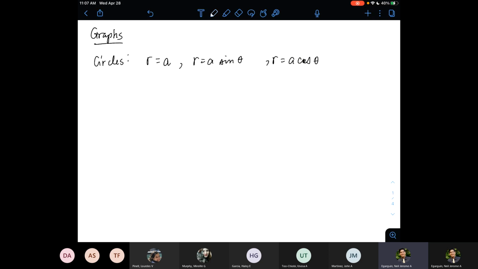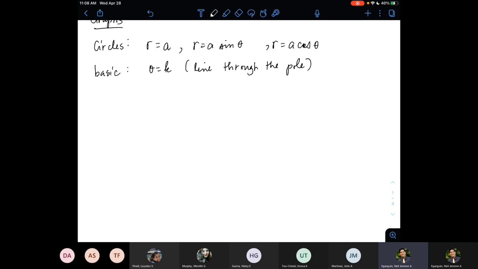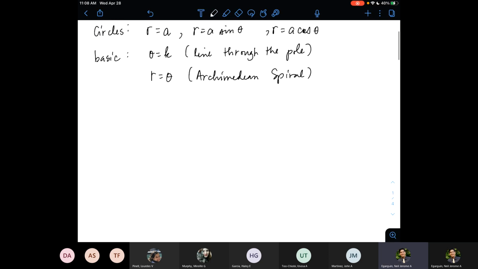Right. Now, some other basic graphs. We also have theta equals k, which is not necessarily diagonal, but it is a line through the pole. You can think of it as the angular line. So theta could be equal to pi over 4, theta equals pi over 3. So these are rays in your Cartesian coordinate system. And we also have r equals theta, which is an Archimedean spiral. Okay. And then did I forget some of the basic ones?